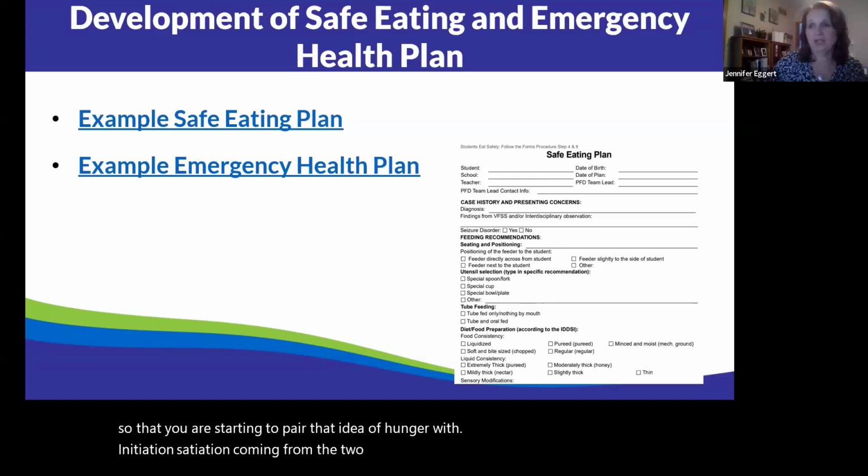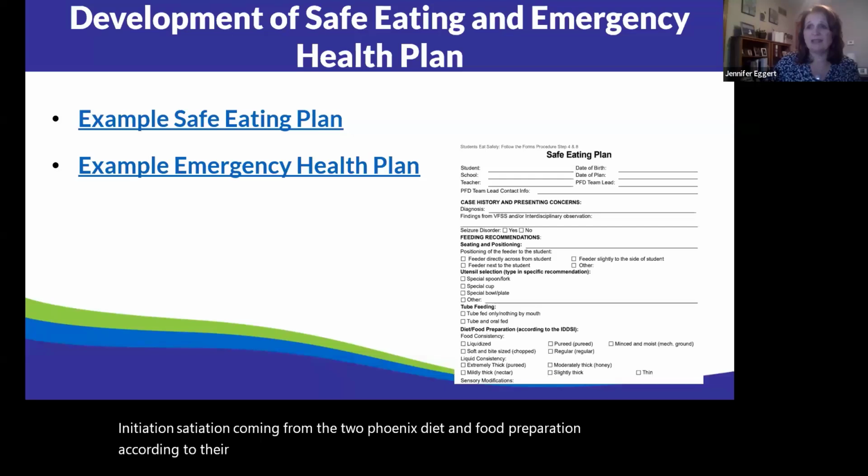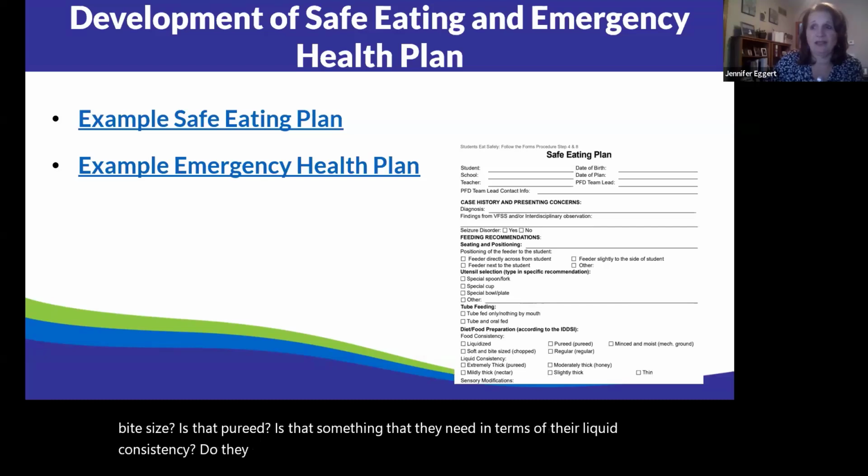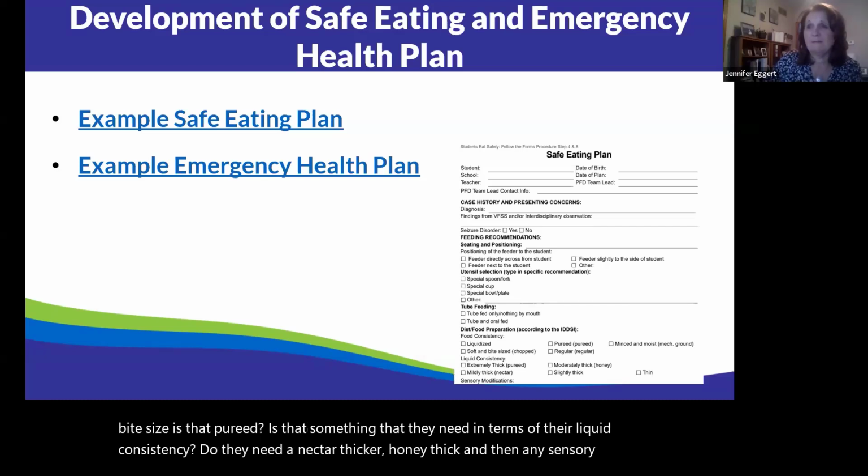Diet and food preparation, according to the food consistencies that they need. Is that liquid? Is that soft and bite-sized? Is that pureed? Is that something that they need in terms of their liquid consistency? Do they need a nectar thick or a honey thick? And then any sensory modifications that they need.